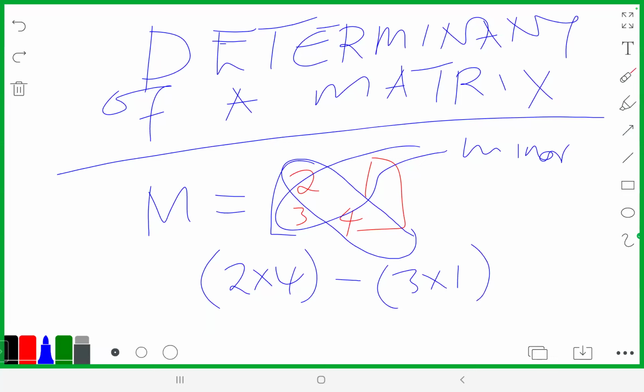1. And so basically what you will have is, what is 2 times 4? This will give you 8, minus 3 times 1, 3. So that your determinant is equal to what? 5. Is that clear?